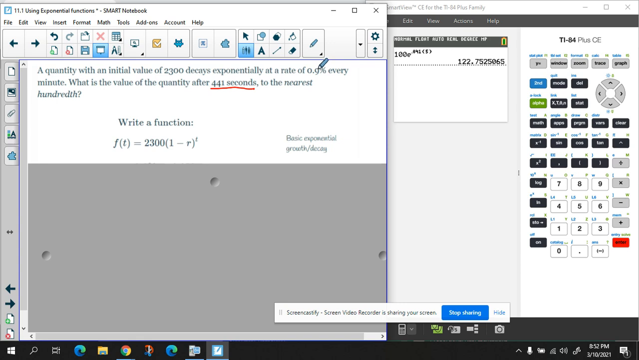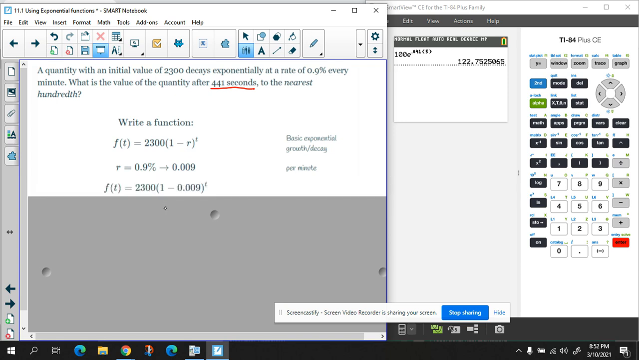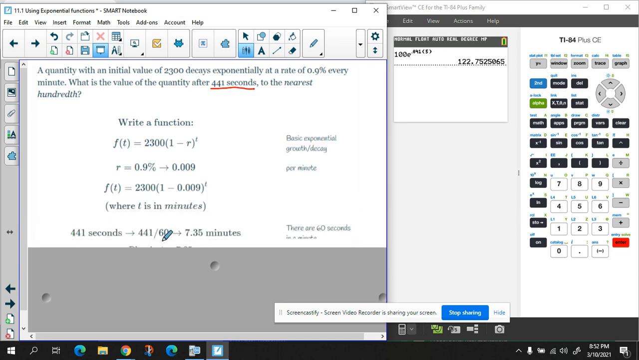So we have to change 0.9% to the decimal for here. So the rate is going to be 0.009. But when we go to fill in time, they talk about minutes, but they give us seconds. You have to switch 441 seconds into minutes. So there's our rate changed to 0.009 for decimal. And to change 441 seconds into minutes, you can use the idea that there are 60 seconds in every minute. So if you divide, you get 7.335.